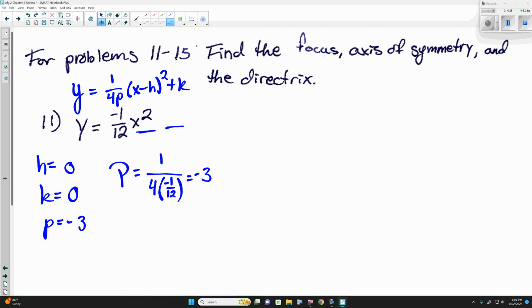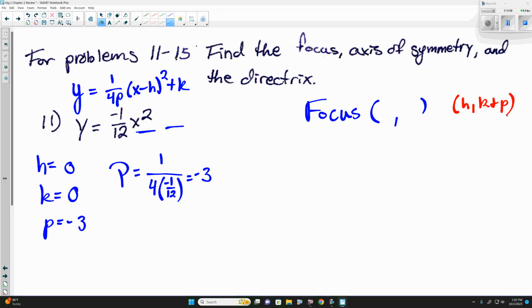Now it didn't ask for the vertex, but the vertex for this here would be the point 0, 0. Because h and k are 0, vertex is h comma k, so it would be 0, 0. Now the focus for this comes in one of two forms, either h plus p comma k or h comma k plus p. And again, it's going to be determined based off of which equation we're using. And for this here, it's h comma k plus p. And again, I would be referring back to that reference sheet on all of these here.